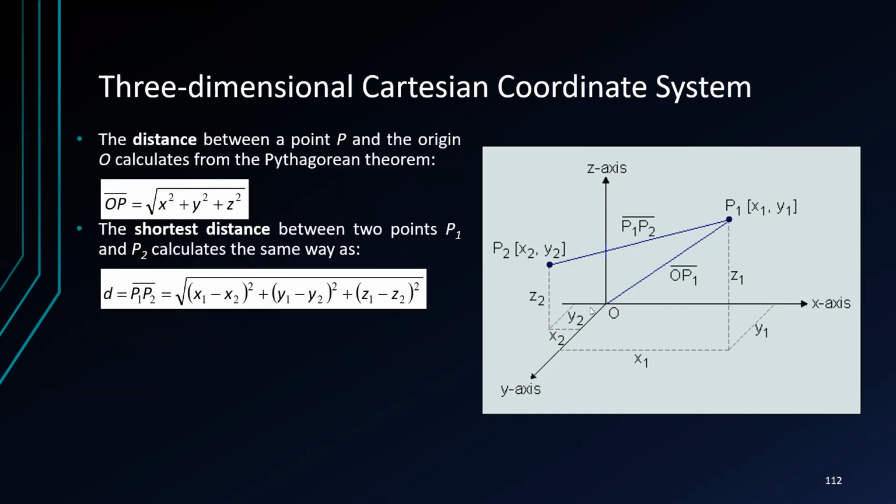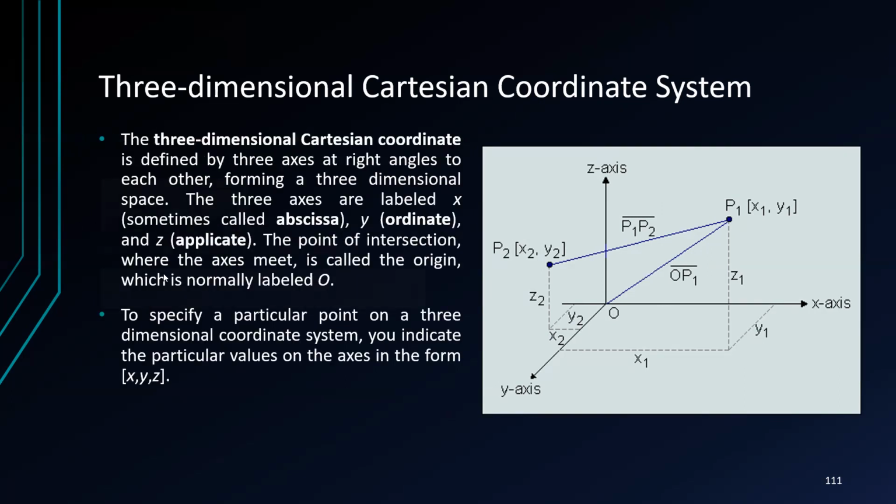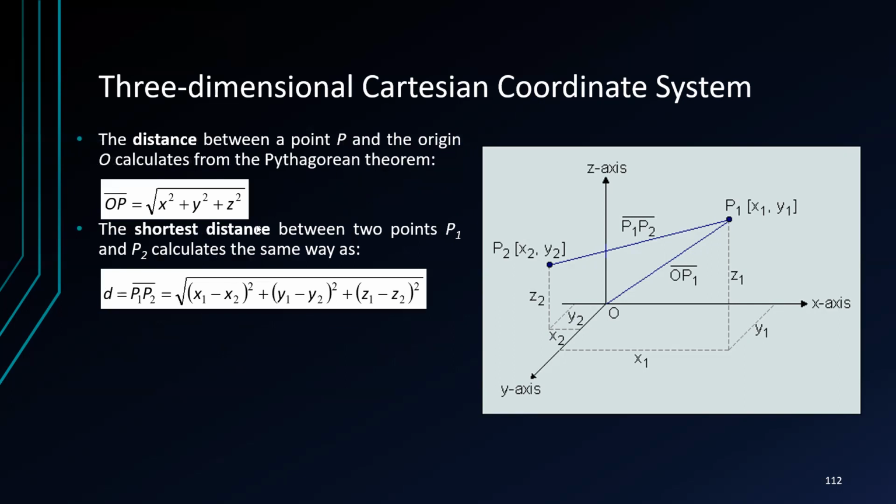Ito yung X, ito yung Y, positive, and Z. Okay, papunta sa likod, dito sa left, saka sa baba is all negative. Now, the distance between point P, ito yung isang point mo, and the origin O, is calculated from the Pythagorean theorem. Siya, X squared plus Y squared plus Z squared.